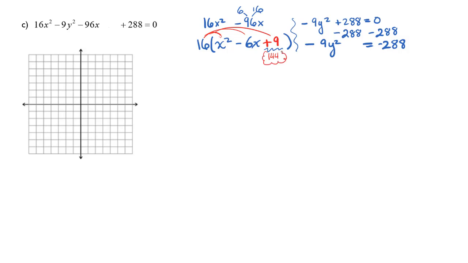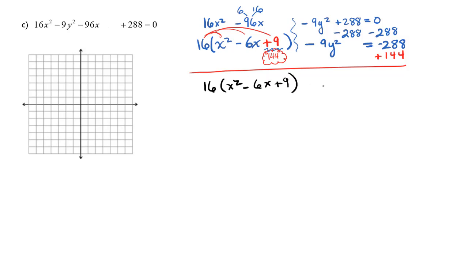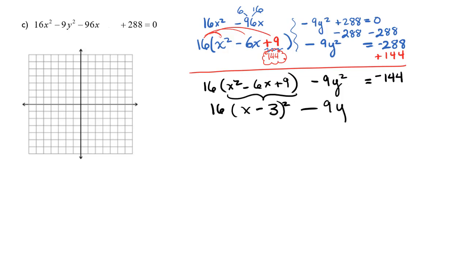Just put that in your memory banks, because if you're adding 144 to the left side, you also have to add 144 to the right-hand side. Now we have 16 times (x² - 6x + 9) - 9y² = -144. This is now a perfect square trinomial, in which case I can write it as 16(x - 3)² - 9y² = -144.